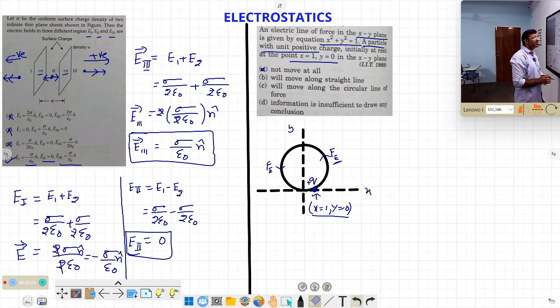Second, will it move along a straight line, that is, only along the x-axis? No, because the electrostatic force is not along a straight line, it is moving in a circular path. So the second option is not correct. Third, will it move along the circular line of force? Yes, because the charge always repels and moves in the direction of the electric field. So the charge tries to move in the direction of the circular line of force. This is the correct option. As for information not being sufficient to draw any conclusion, they are not asking to calculate, only to conclude, and we can conclude using option C.